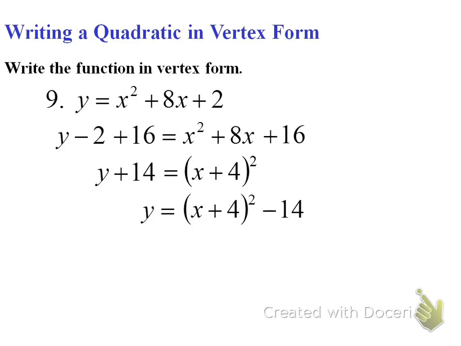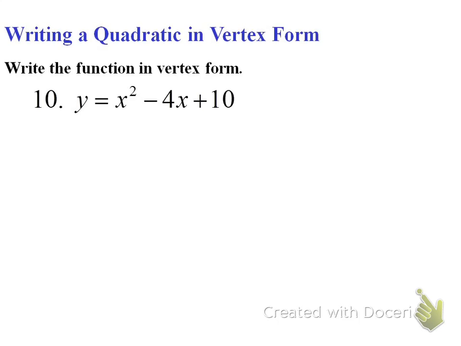Now we could actually graph this. I'm not going to make you graph them, but we could, right? We know the vertex is at -4, -14. A is positive, so we know it opens up. So this form is very useful for graphing. That's the whole point of going from here to here. What are your questions on this?